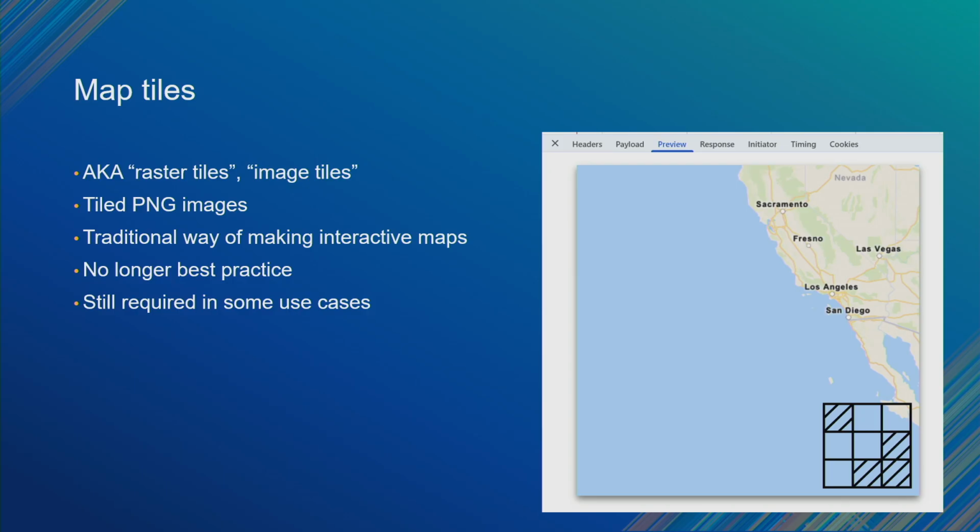And this method of using PNG images is really the traditional way that basemaps have been served. I'd consider it no longer the best practice. We have a new format called vector tiles. Well, it's not really new anymore, but map tiles are still very useful, and they're still required in some use cases, say if your app doesn't support vector tiles.